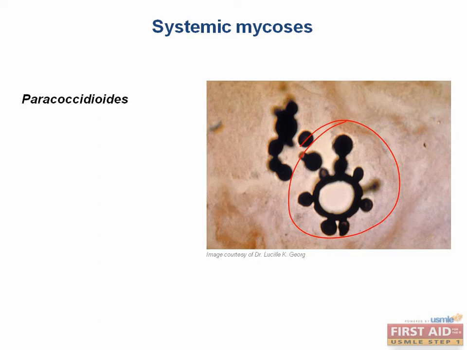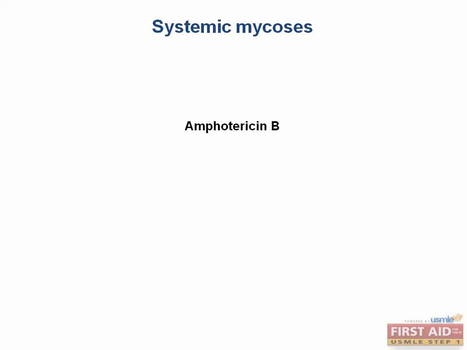Finally, while you can treat local infections with azoles such as ketoconazole or fluconazole, disseminated fungal infection must be treated with systemic antifungals. The most commonly used agent is amphotericin B, nicknamed Amphoterrible. This is a really nasty drug that you should hopefully try to avoid for as long as possible.